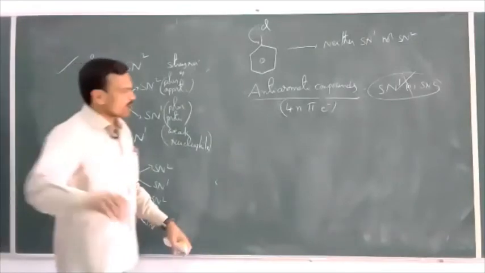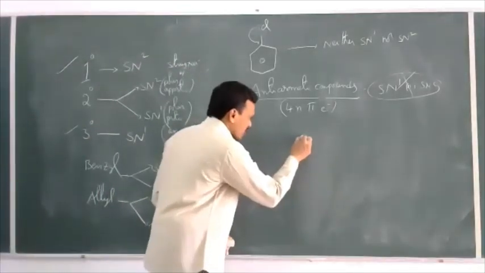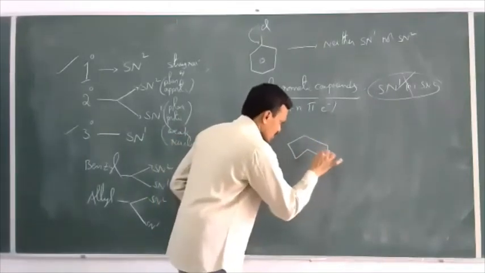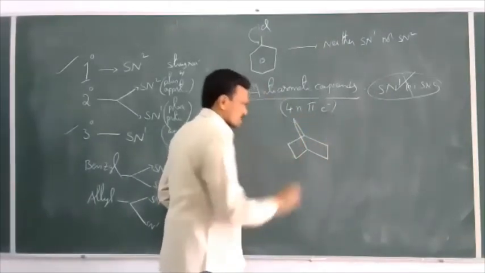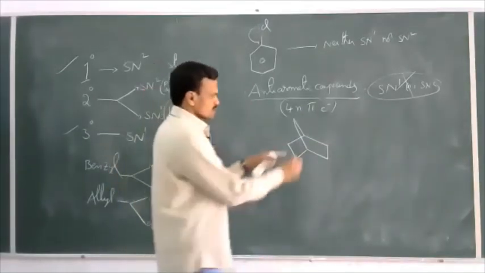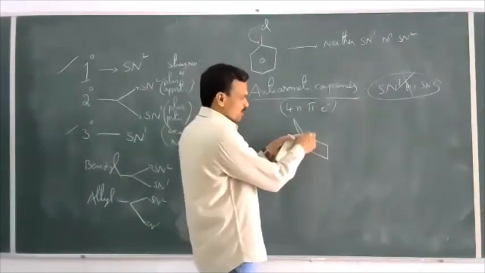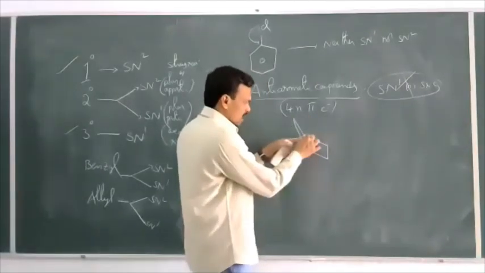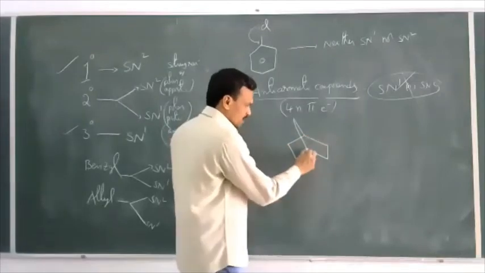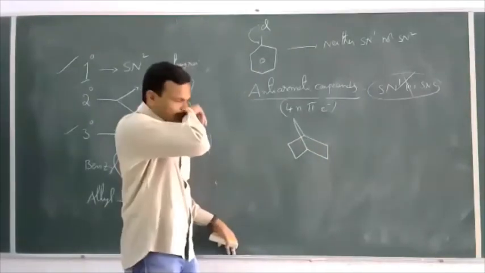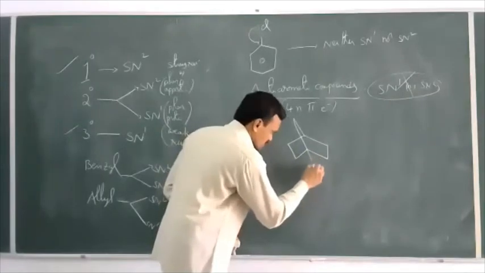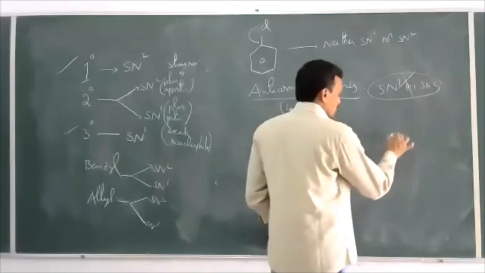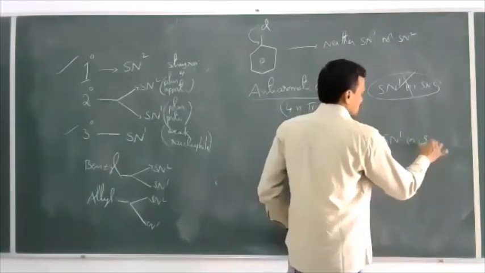Now if we take bridgehead halogen compounds. See, these are called bridge compounds. Okay, this is the bridge carbon, the carbon bonded to the 1, 2, 3 cyclic rings here. So this carbon is called the bridge carbon. Now, if the halogen is present at this bridge carbon, this also does not undergo either SN1 or SN2.